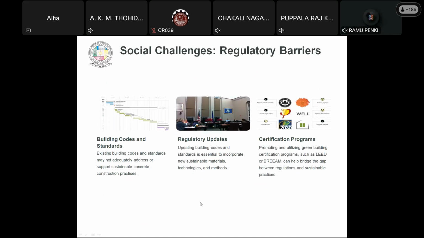Again, existing building codes and standards do not address sustainable construction practice. So one has to focus on developing building codes and standards for this changed practice in construction. Then promoting and utilizing green building certification programs such as LEED or CREDAI can help bridge the gap between regulation and sustainable practice.